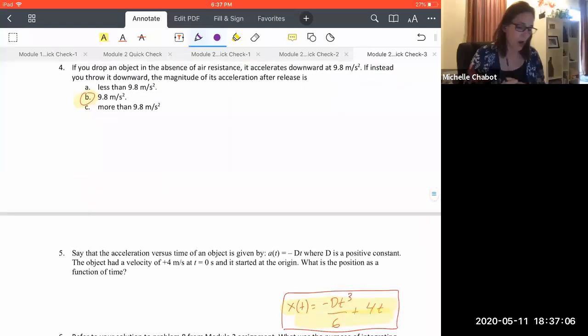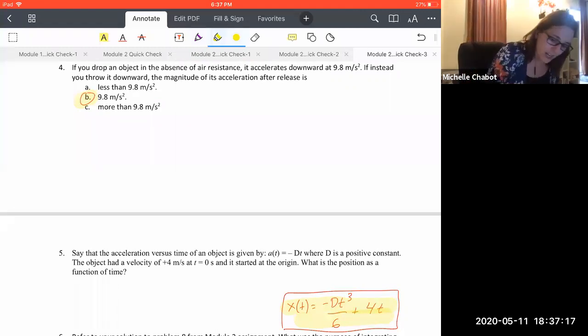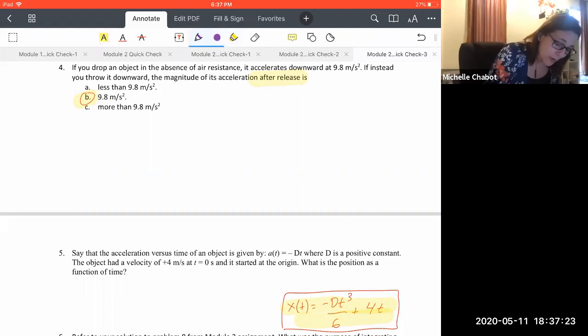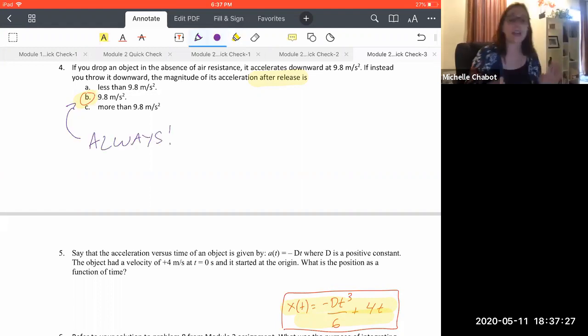All right, number 4, if you drop an object in the absence of air resistance, it accelerates downward at 9.8 meters per second squared. If instead you throw it downwards, the magnitude of its acceleration after release, meaning after you let it go, well, it hasn't changed. It's always going to still be 9.8 meters per second squared. That is what free fall is.